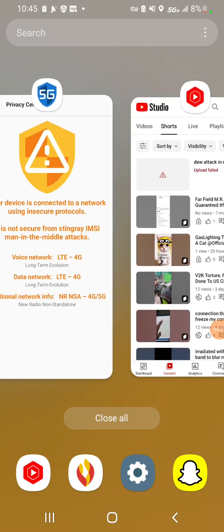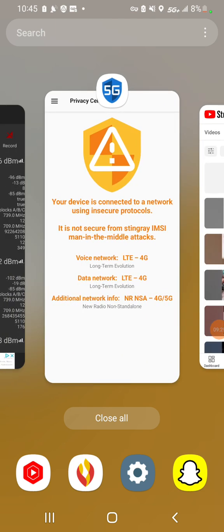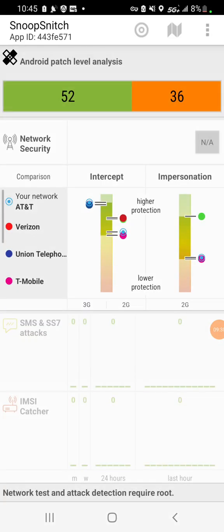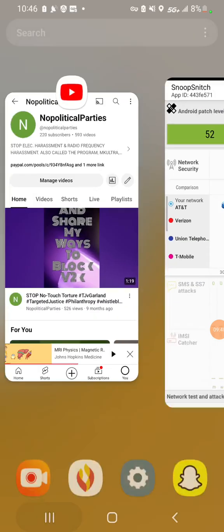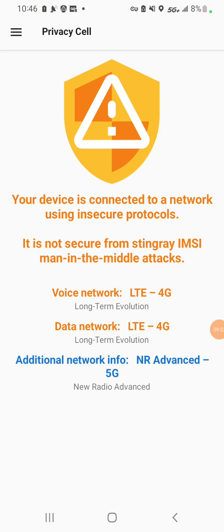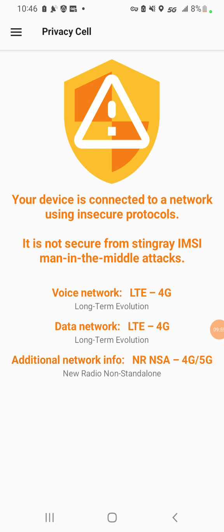What else? Also, everybody that has an Android or an Apple phone, go and download this app called Snoop Snitch. My phone doesn't have the right chip in it, so I can't use this IMSI catcher, but that's literally Stingray, fake base station, and that's what's happening to my phone to make its connection so shitty. So you see right here, this app that is working, it says that my device is not connected to a network using secure protocols.